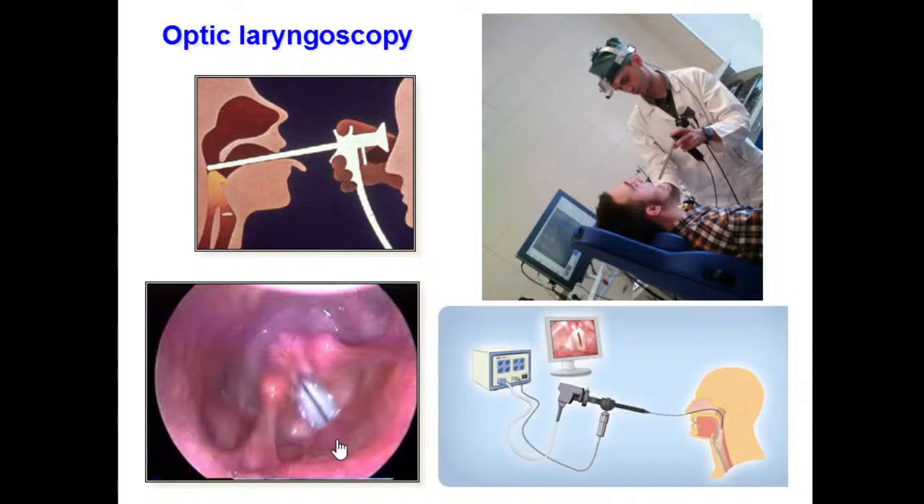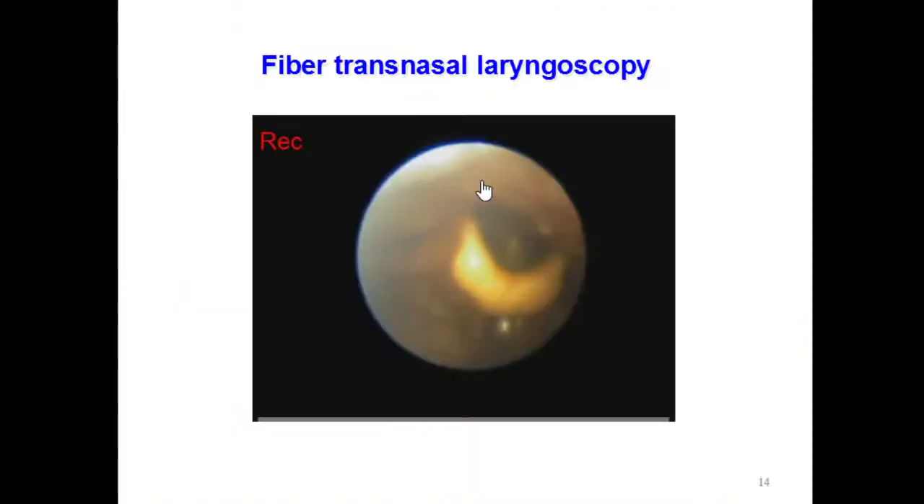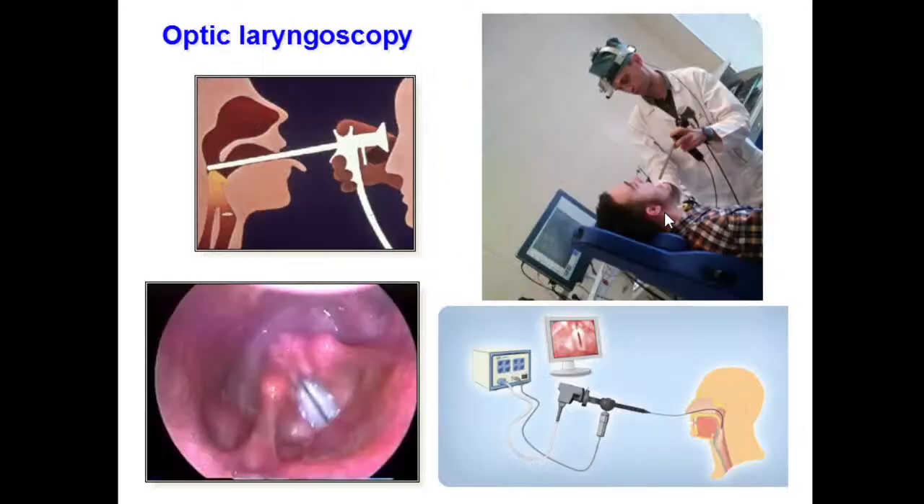Let's repeat what we can see here. You can see part of the epiglottis, vocal cords, piriform sinuses, the entrance to the esophagus, cartilages of the larynx, and the ligamentum plica aryepiglottica. It's fiber transnasal laryngoscopy, as is seen in this picture.